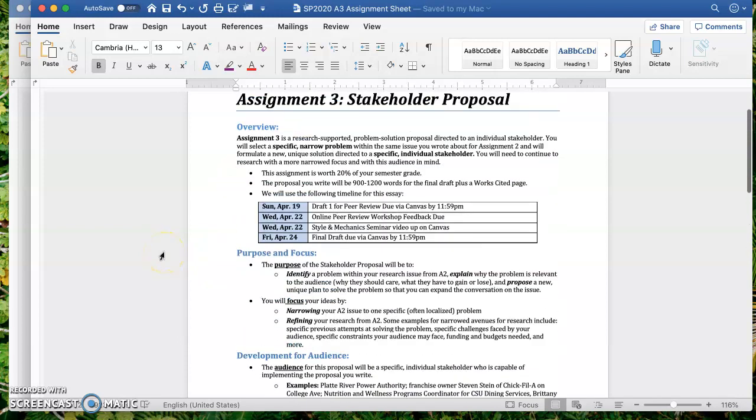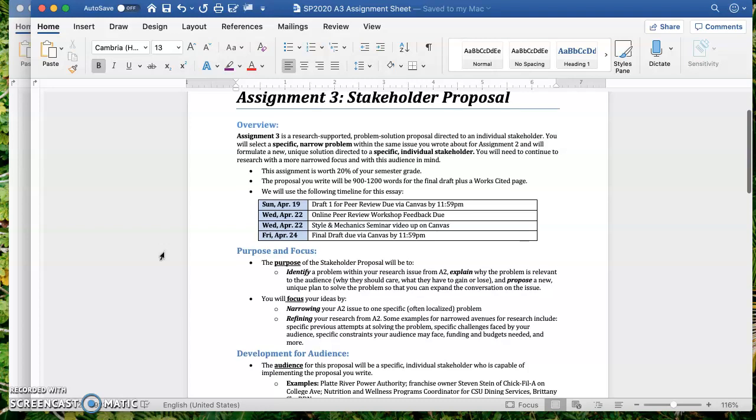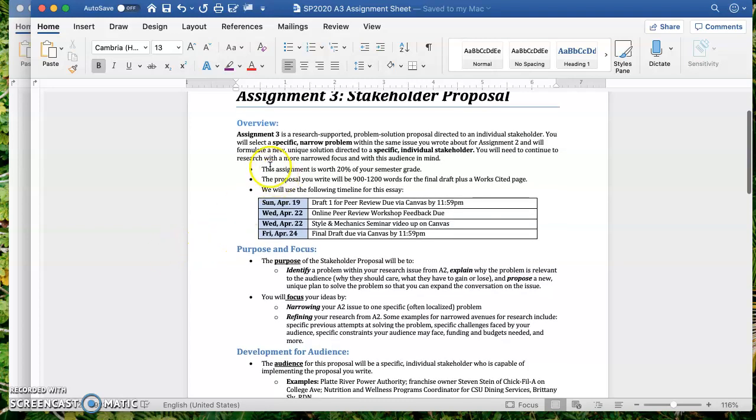And so the gist of that, again, just to review, is you're going to take the issue that you researched and argued for in A2, and you're going to do a little bit more research to narrow that issue into a really specific problem that is simple enough and doable enough that you can write your own proposed solution to that problem. And you're going to propose that solution to a stakeholder.